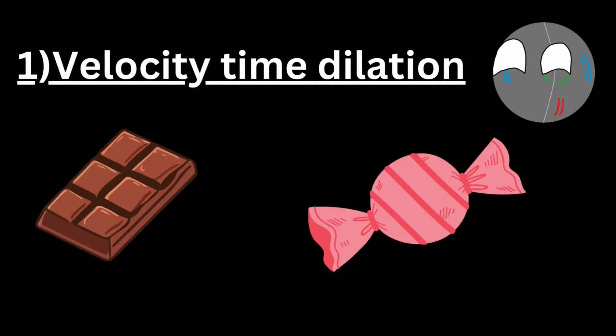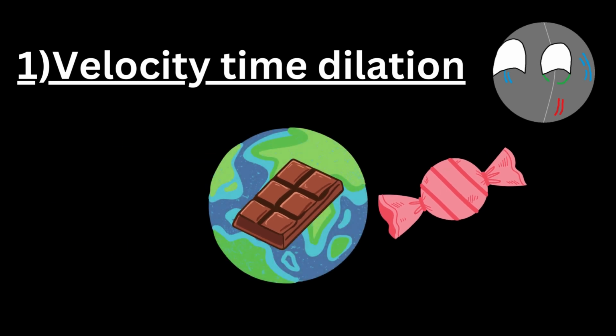So let's start with our velocity time dilation, or the VTD. For this, let's take two twins. I randomly named them Chocolate and Candy because why not? Both of them are 10 years old when Candy is sent into space.